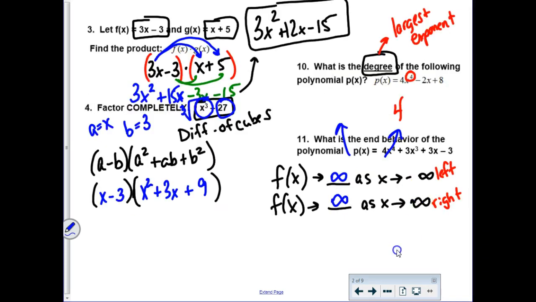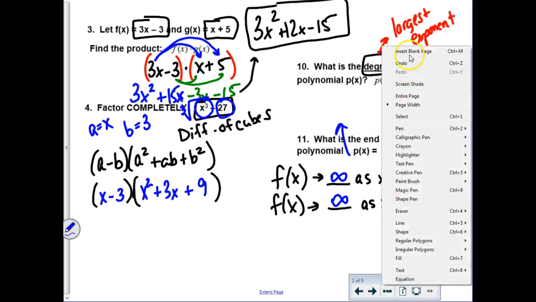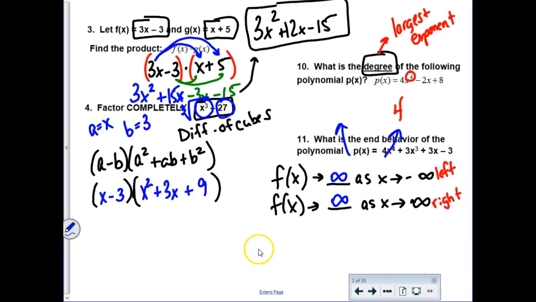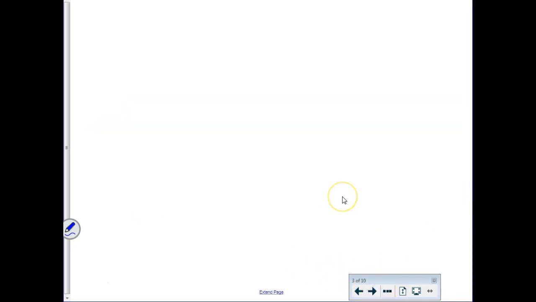Okay, so this is where I'm missing a whole bunch of stuff. So could you guys flip to the next page? Oh no, did I miss a whole question again? 12 and 13? Okay, never mind, stay on the front.